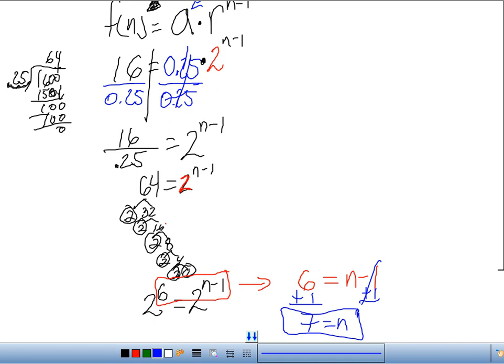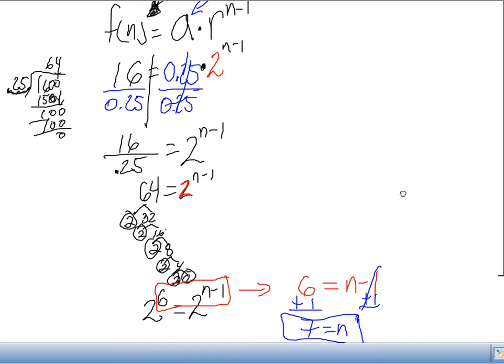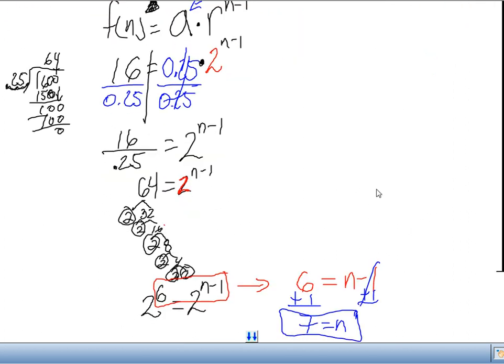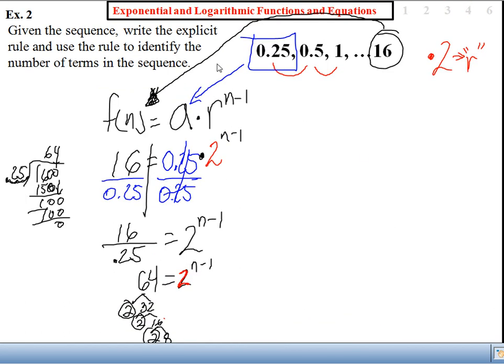So let me go back and recap this just to make sure we got it. So we started with a sequence that they didn't give us all the terms, but they gave us the first term, they gave us the last term, and there's some terms missing. And the question was, how many terms does this sequence have? How many terms did we find out it had? 7. What did we use? We used an explicit rule.